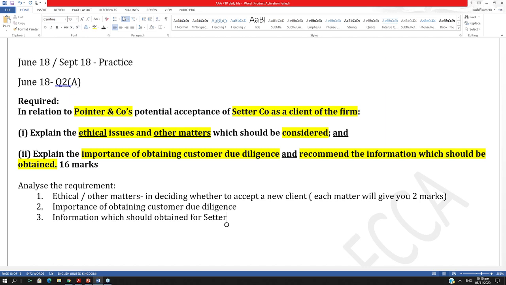Now, for every importance you tell me, you will get 1 mark. And for every piece of information you tell me which you should obtain for Setter, you will get 1 mark per information. And for every matter you tell me, you will get 2 marks, which was the marking scheme you got prior to the break. So I hope all of you can solve part number 1, right? When you read the case, you will find the matters which will help you in deciding whether to accept a new client or not. Have you just solved a question similar to that prior to the break, everyone?